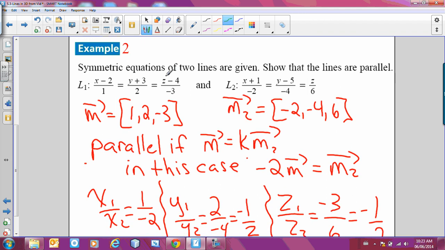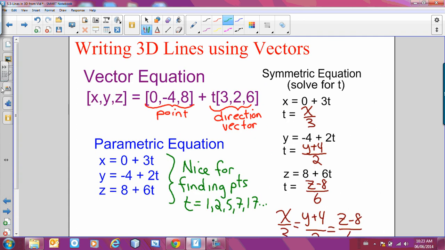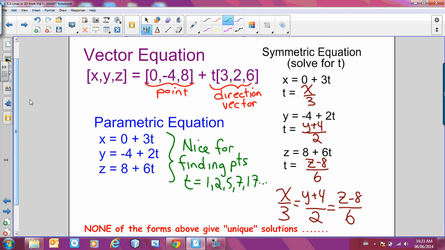Now, if we are asked to determine whether two lines are parallel, one of the things I meant to mention, when we look back at the three different forms of our equation here, you should be able to see, and you probably did see last day, that the actual numbers in all three forms of the equation are always the same. 0, -4, 8 was a point in the vector equation. That's how we start. And so when we look at the parametric equations, here is the 0, -4, 8. And so that's a point from our line.